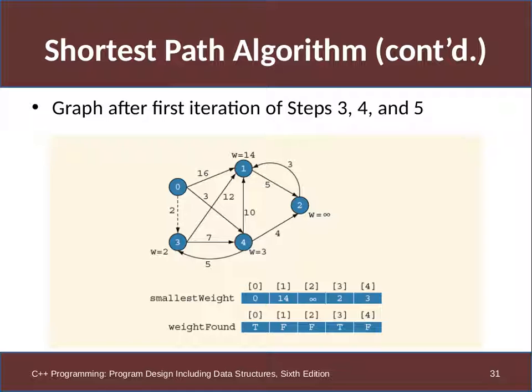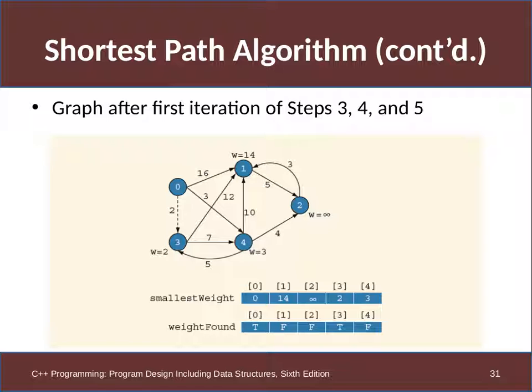Okay, ignore the iterations. So now 1 is down to 14, that's great. We've already visited 0 and 3. So now we're going to go to the next node that we haven't visited that's the smallest, which is what? That'd be 4, because 4 is less than 14 and also less than infinity.